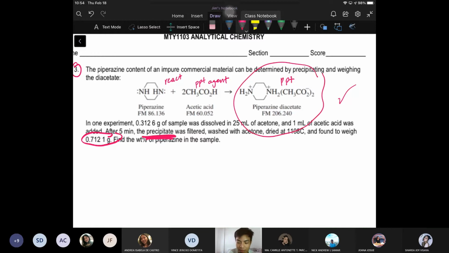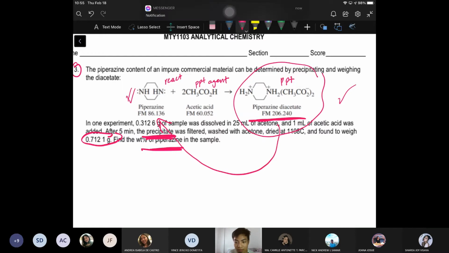So, if you want to determine the weight of piperazine, if you want to determine this, you have to convert the mass of this one into mass of that one. And that can be done using stoichiometry. Okay. So, stoich lang. Mass of the precipitate divided by the molar mass of the precipitate. Given na yon. Ayan o, formal mass. Yung FM, yan yung mga formal mass or molar mass. Okay. So, the mass of the precipitate divided by the molar mass of the precipitate, then convert mo sila stoichiometrically.